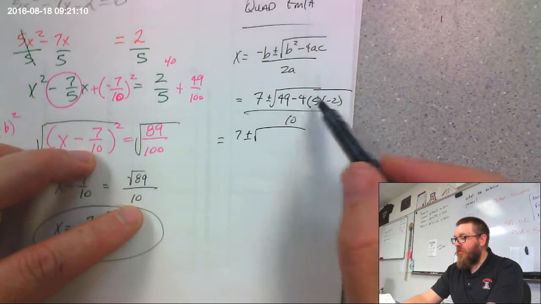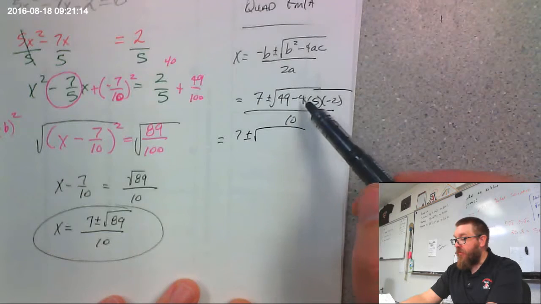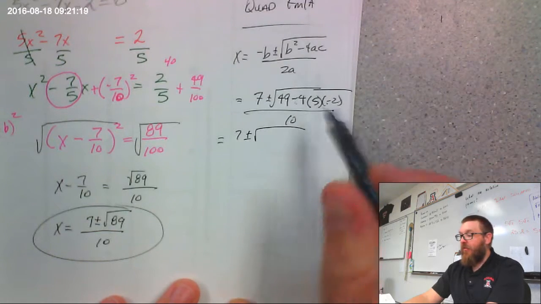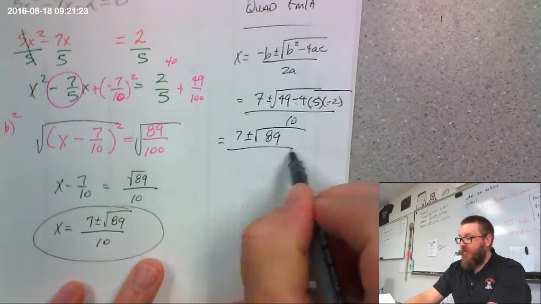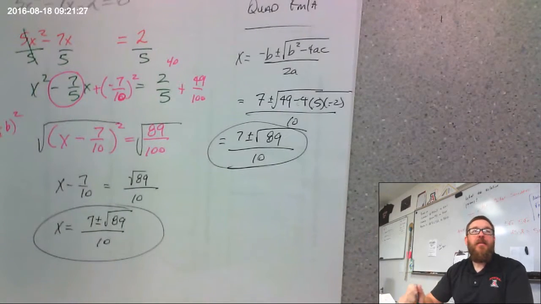What's 49 minus, oh, what is this, 40? No, wait, what is that? It's 40. Oh, it is 40, but it's a plus. You see that? It's positive. Negative times a negative is positive. So that's 49 plus 40. That's famously known as 89. There you go. Same thing.